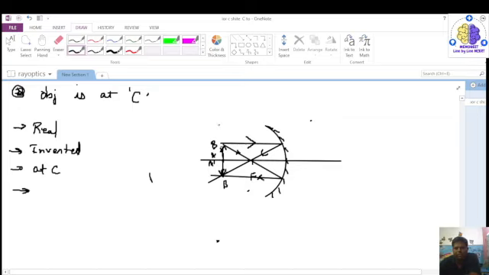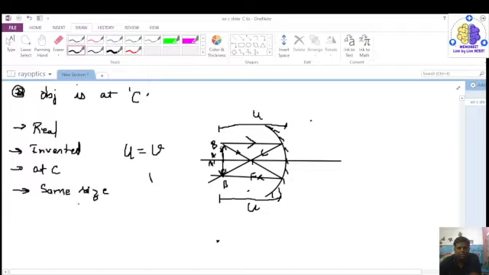and fourth is that we have to say the size. What is the size? So this is the object distance, which is nothing but the radius of curvature, because the object is kept at the center of curvature, and this is the image distance, which is again equal to the object distance. Because here the image distance and the object distance are equal to each other, the image formed will be of same size, right? So when an object is kept at the center of curvature of the mirror, the image will be formed at the center of curvature, and the image formed will be real, inverted, and will be of same size.